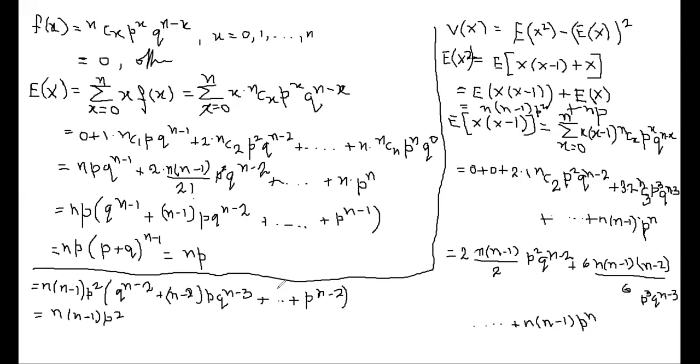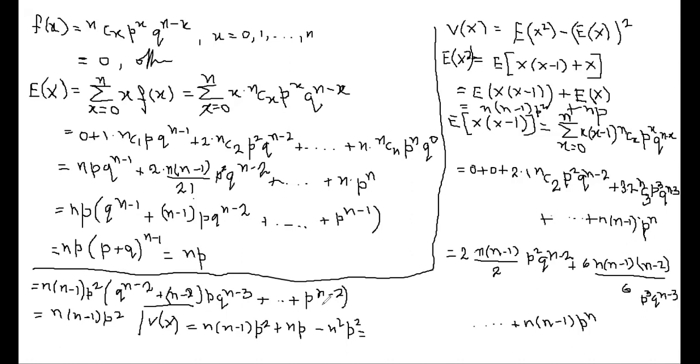Now what about variance? Now I'm writing variance over here. So variance of x becomes E of x square, which is n into n minus 1 p square plus np, this is our E of x square, and minus E of x whole square, that means minus n square p square. So what will come out?